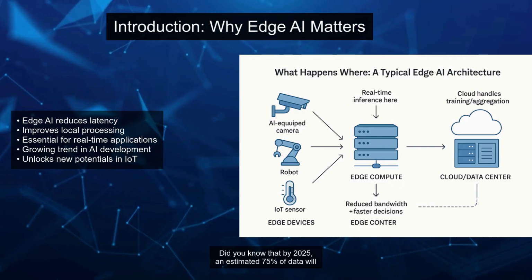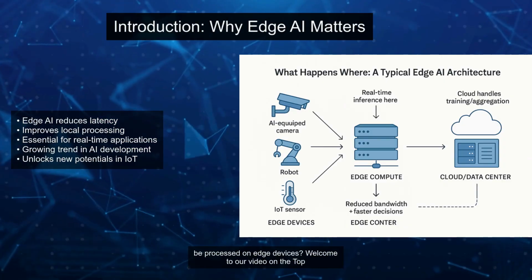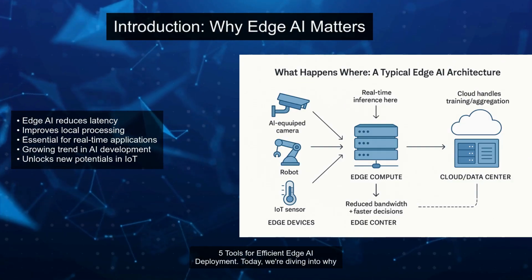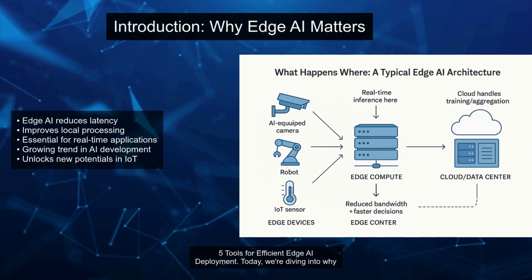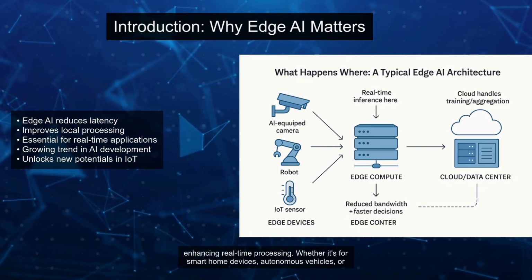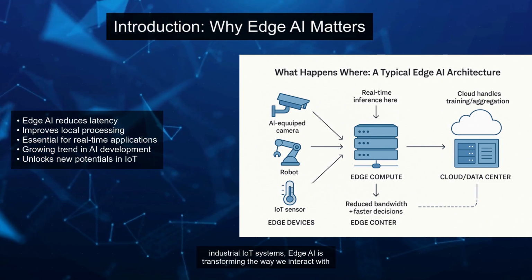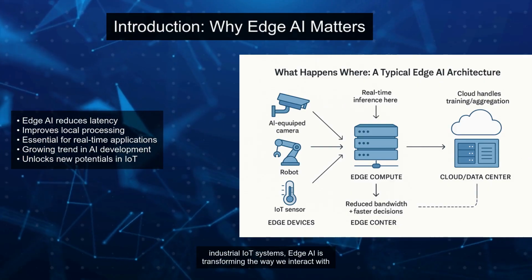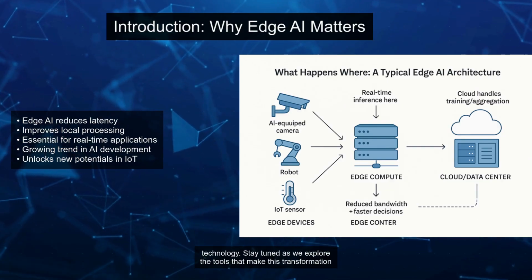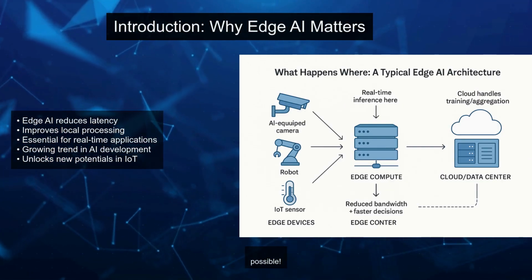Did you know that by 2025, an estimated 75% of data will be processed on edge devices? Welcome to our video on the top 5 tools for efficient edge AI deployment. Today, we're diving into why deploying AI models on edge devices is crucial for reducing latency and enhancing real-time processing. Whether it's for smart home devices, autonomous vehicles, or industrial IoT systems, edge AI is transforming the way we interact with technology. Stay tuned as we explore the tools that make this transformation possible.